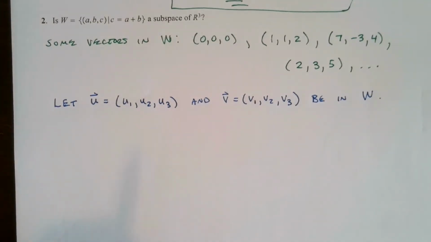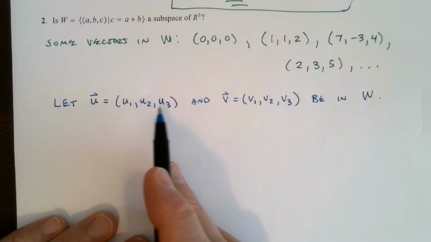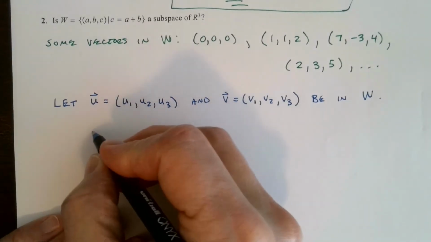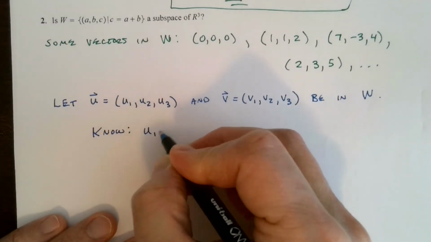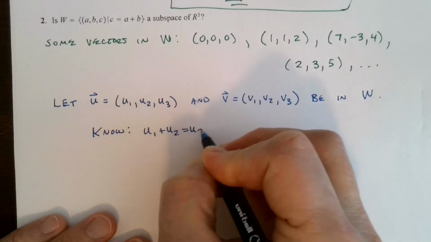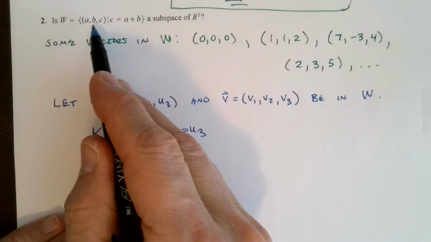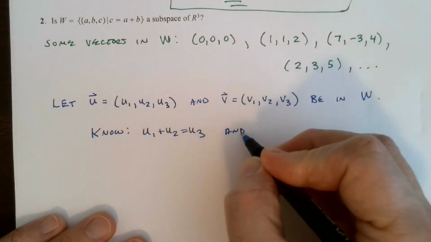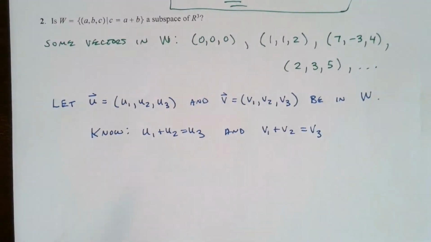These have to be different. Now, one thing we do know is when we say we're in W, we know some things about these components. For instance, if U is in W, then I know that U1 plus U2 equals U3, because to be in this set, the sum of the first two components has to be equal to the last one. And I also know that V1 plus V2 must equal V3. Okay, so that's the information I know.